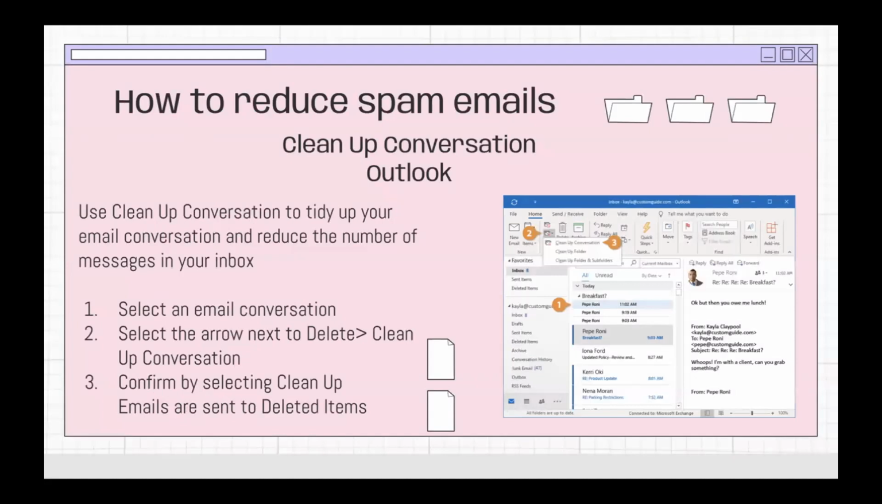And how to clean up your conversations in Outlook. You use Clean Up Conversation to tidy up your email conversations and reduce the number of messages in your inbox. First, select an email conversation. Then you will select the arrow next to Delete, then Clean Up Conversation. Last, you would confirm by selecting Clean Up. Emails are sent to Deleted Items.